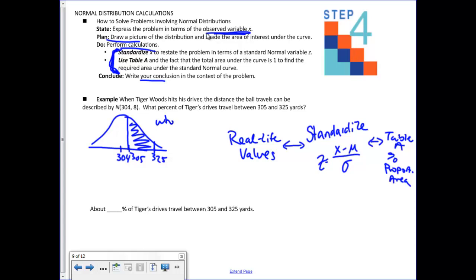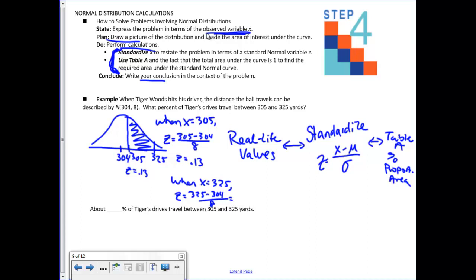So let's say when x equals 305, our z value is going to be what? You take your x minus your mean, divide by standard deviation, and your z-score is 0.13. So this at 305 has a z-score of 0.13. I'm just making a note of that. And then I need to find this other z-score too. When x equals 325, our z-score is 325 minus your mean divided by standard deviation, and that gives us 2.63. So here z equals 2.63.